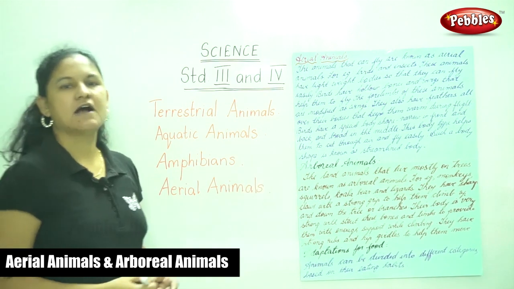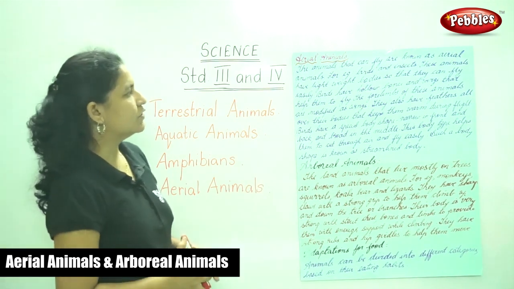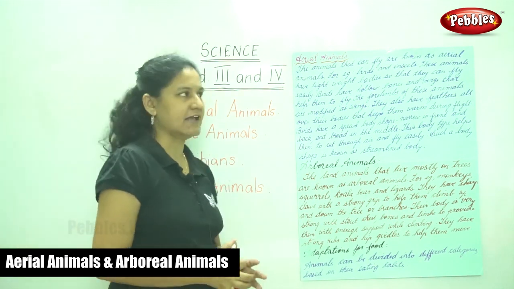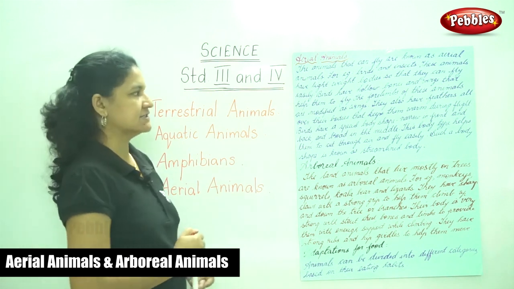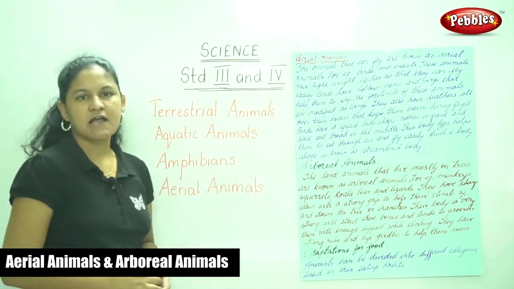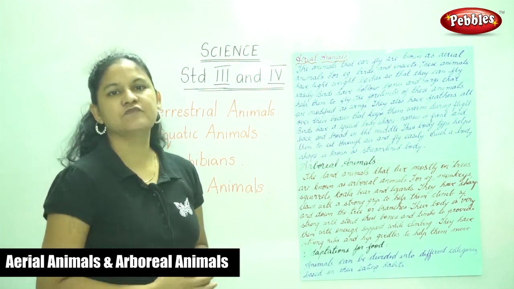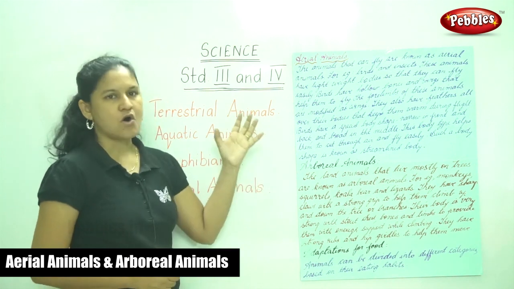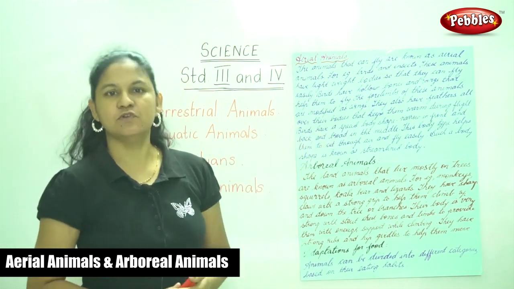Aerial animals are animals that can fly. They are known as aerial animals. For example, birds and insects. These animals have lightweight bodies so that they can fly easily. And birds have hollow bones and wings that help them to fly.